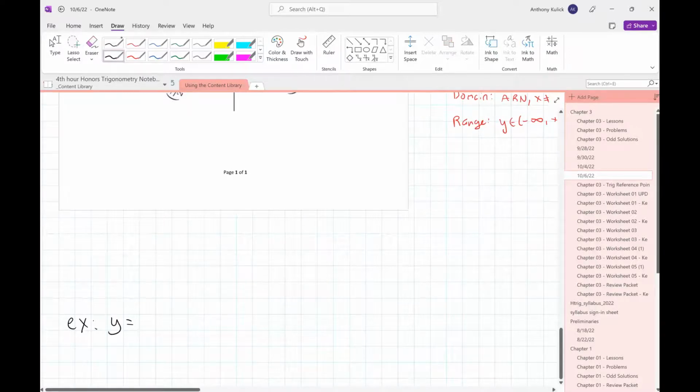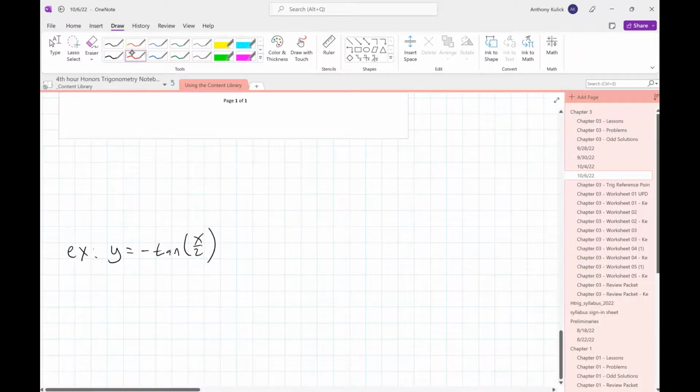Let's say we have the function negative tangent of x over 2. First thing I'd want to do, if I'm dealing with anything with this, is identify the values for a, c, h, and k. What's my value for a? What's my value for c? 2. What's my value for h? 0. And what's my value for k? 0. All right.